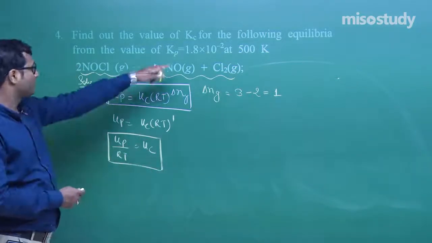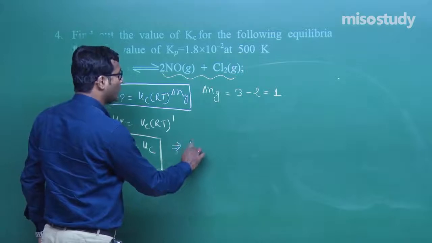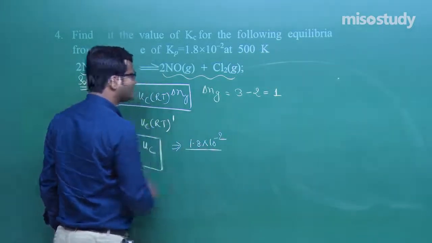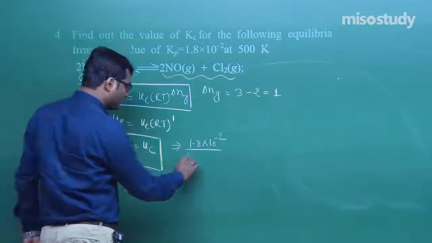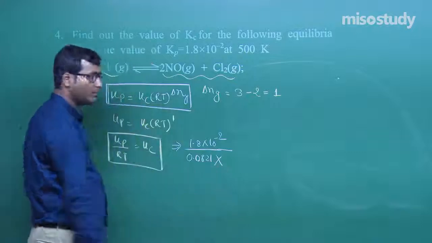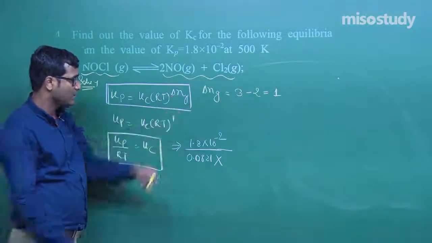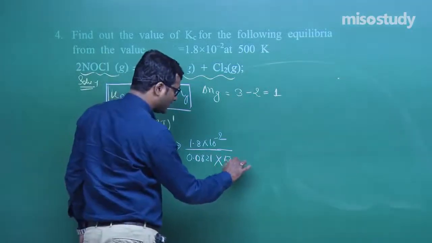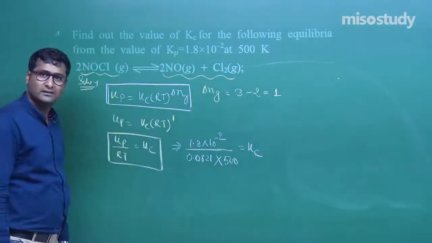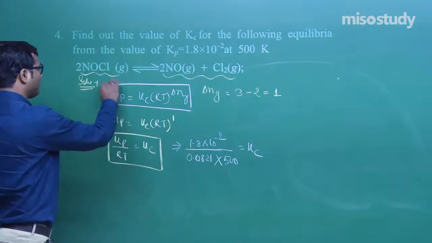Now we have the answer. What is Kp? Put the value, that is 1.8 into 10^-2. What is R? R is equal to 0.0821 liter atm per mole per Kelvin. The temperature is 500 Kelvin. Put in Kc, now you solve and you will get the answer. A simple question.